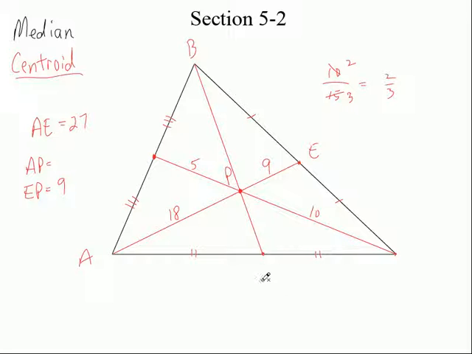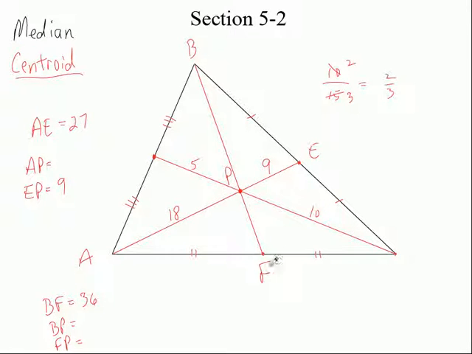Okay, what if, we'll call this B, we'll call this F, okay? What if I told you BF was 36, okay? And I asked to find BP and FP. I'll give you 10 seconds to figure it out. Go. You got it?